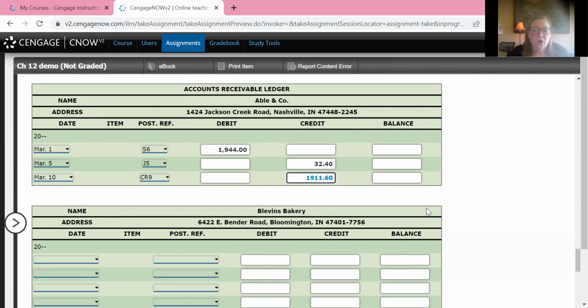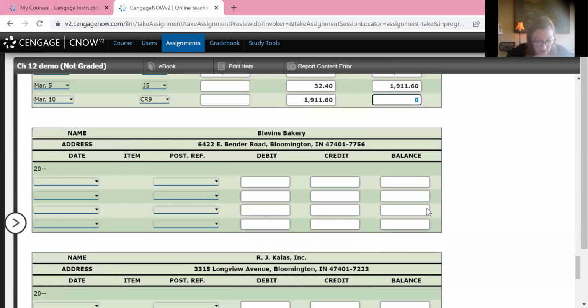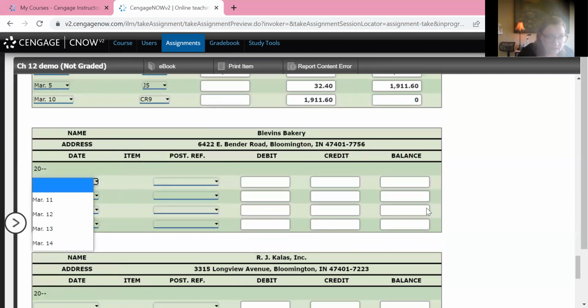1911.60. So the balance as you went along was at the beginning, they owed us 1944. And then after the credit, they owed us 1911.60. And then after their payment, they didn't owe us anymore. And that's the end of it. That's Able. Then you go along to Blevins. The transactions related to Blevins, if you look back on the 11th, we have a sale.